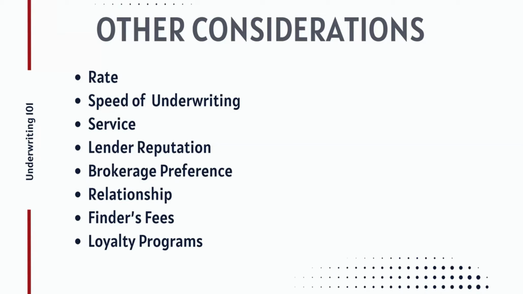And then the last two would be finder's fee and loyalty programs. This should be the last thing you consider, how much you're getting paid on the deal, especially consider ethical considerations. It's just important, if you can get the same rate from two different places, but you're going to get paid an extra 10, 15, 20 bips elsewhere, then go to the one that's going to pay you more, as long as you know you're going to get the same service.